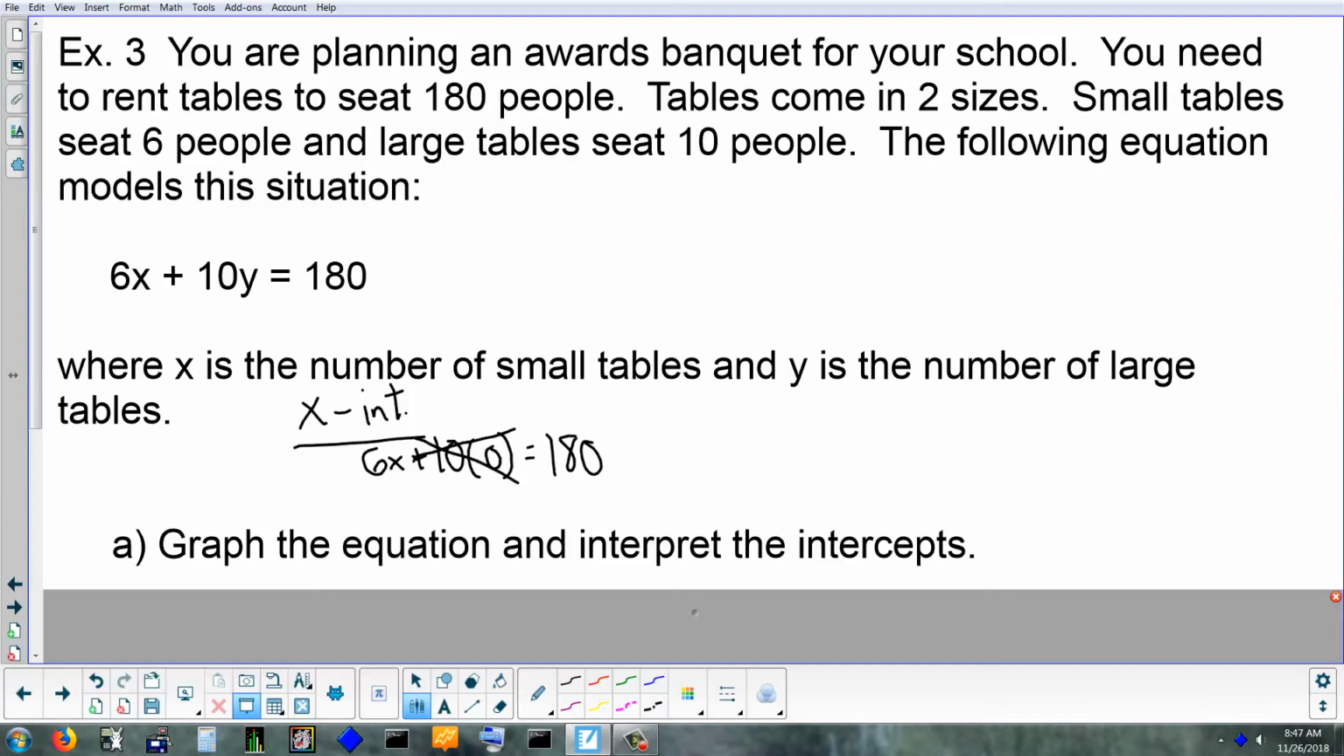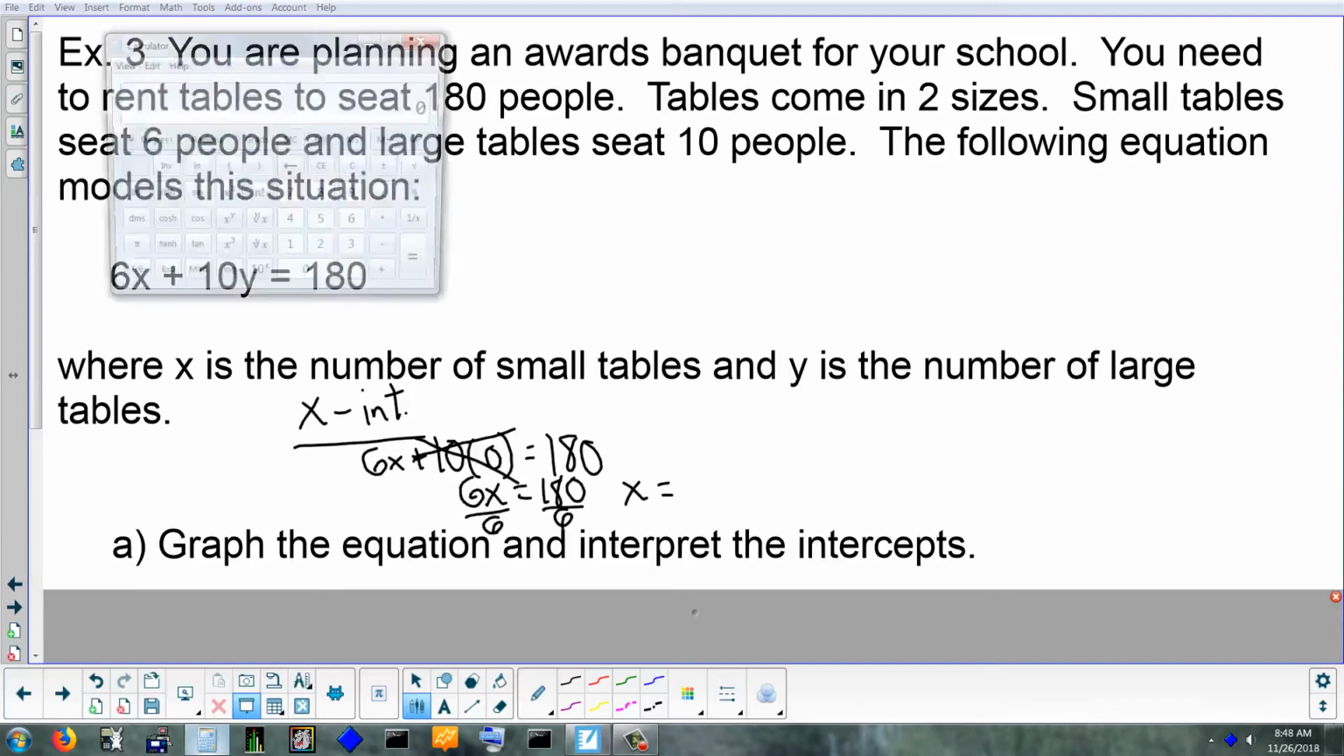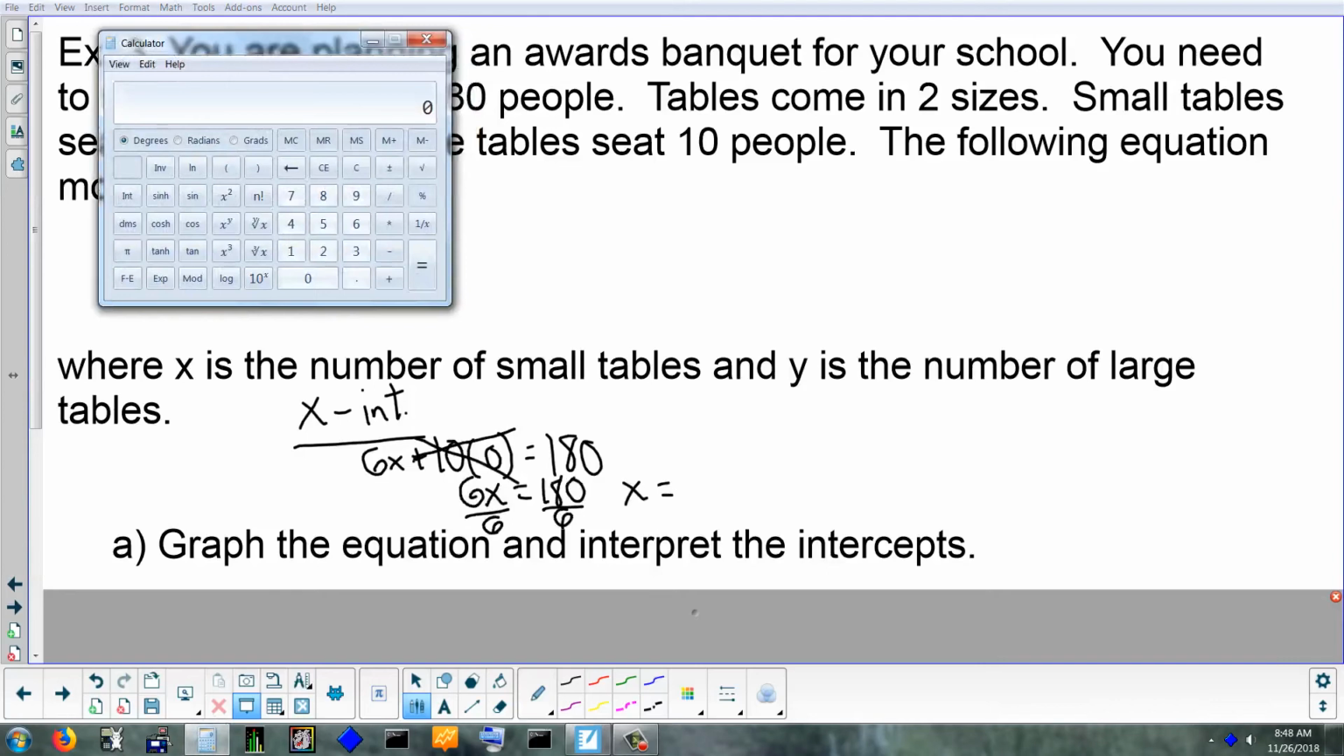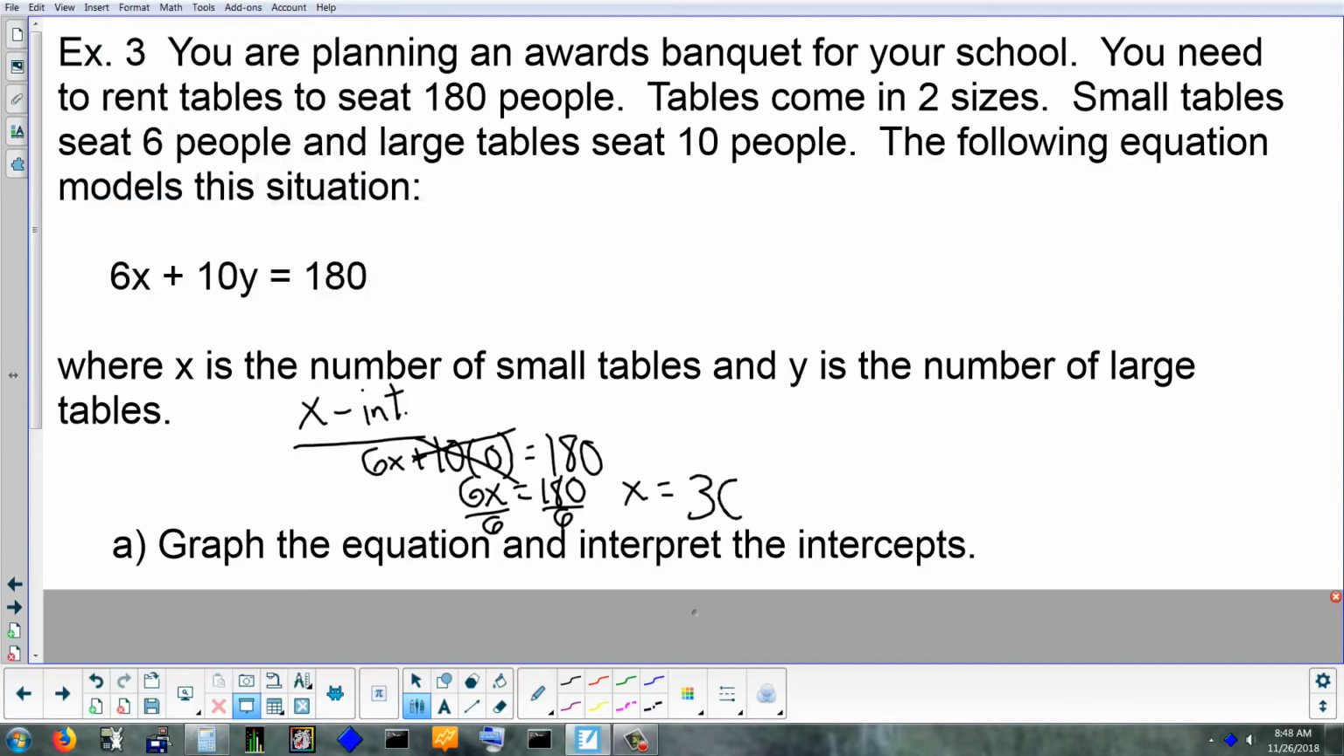6x equals 180. Like Yusuf, he's right. I'm going to divide by 6. Divide by 6. X equals, let's see. It has to do something like 180 divided by 6. 30. Oh, we're scholars. So x equals 30. So I just figured out my x-intercept. All right? Let's do my y.